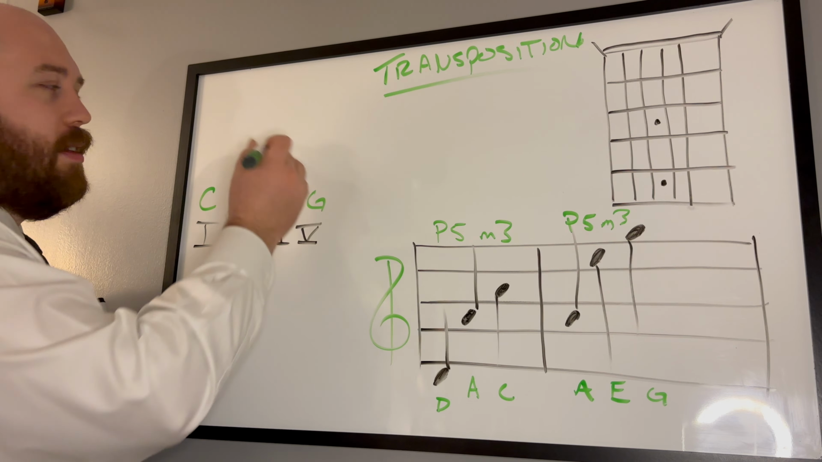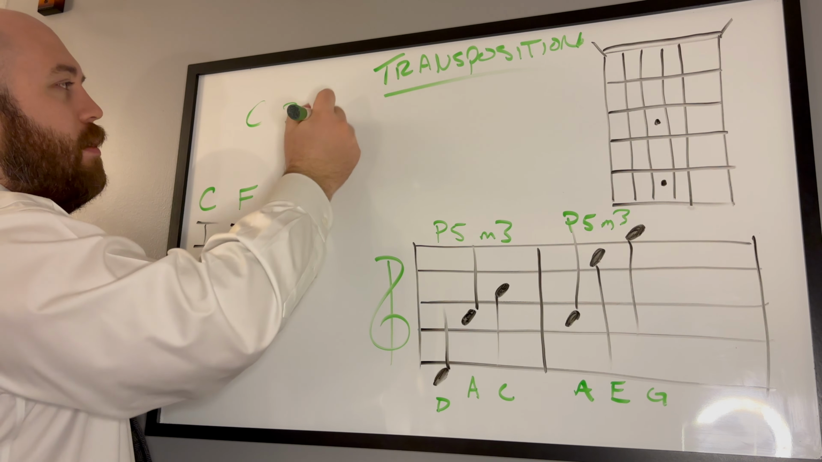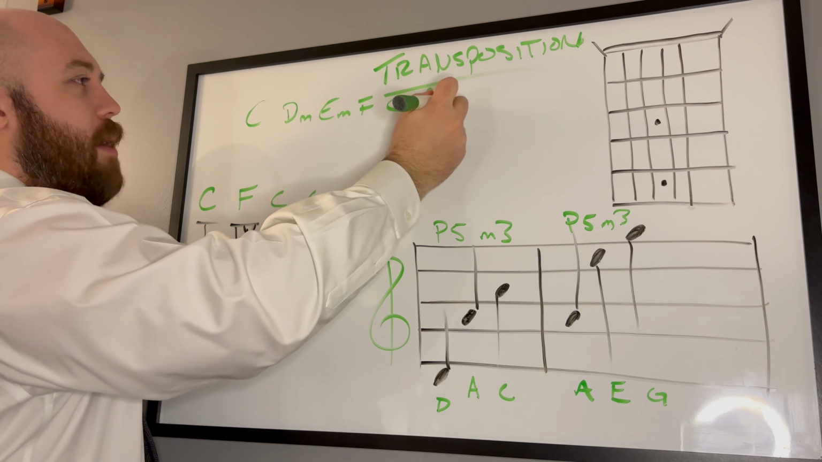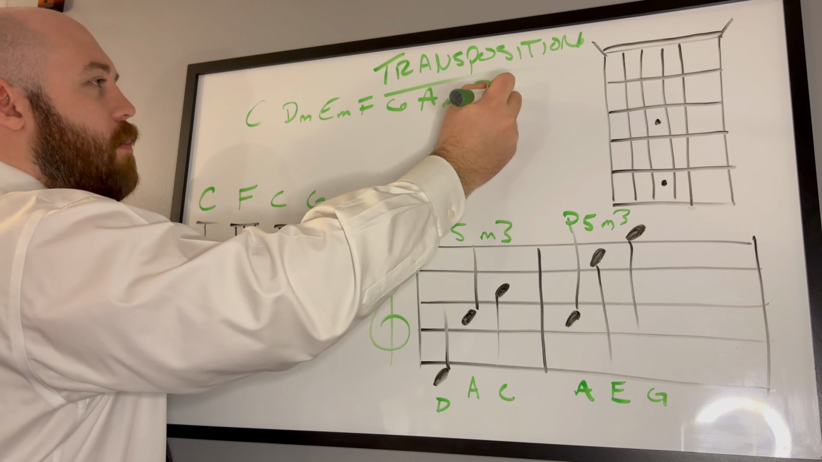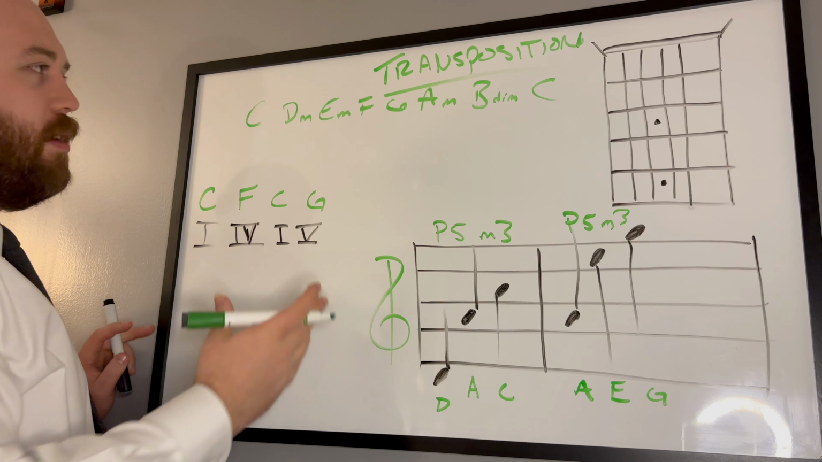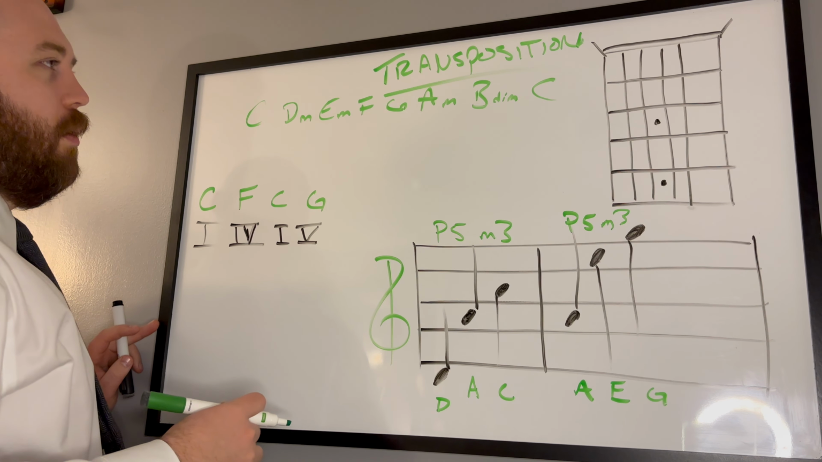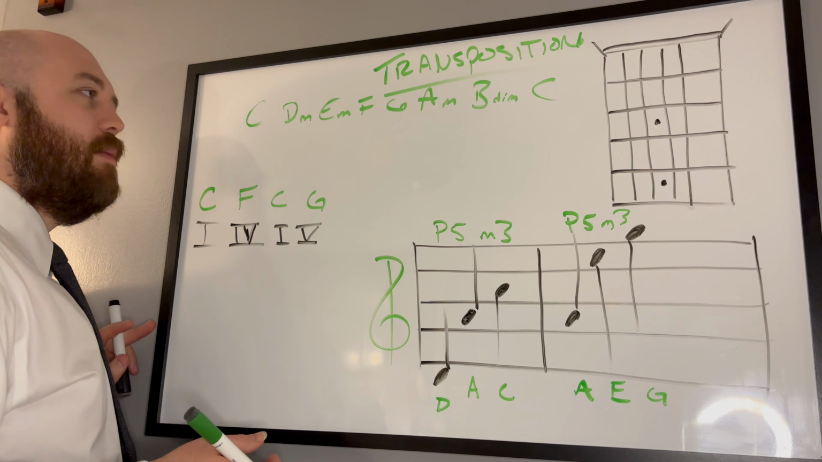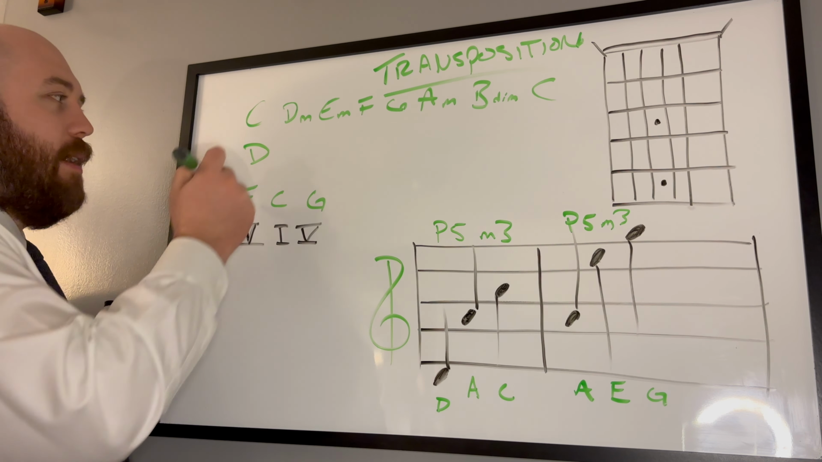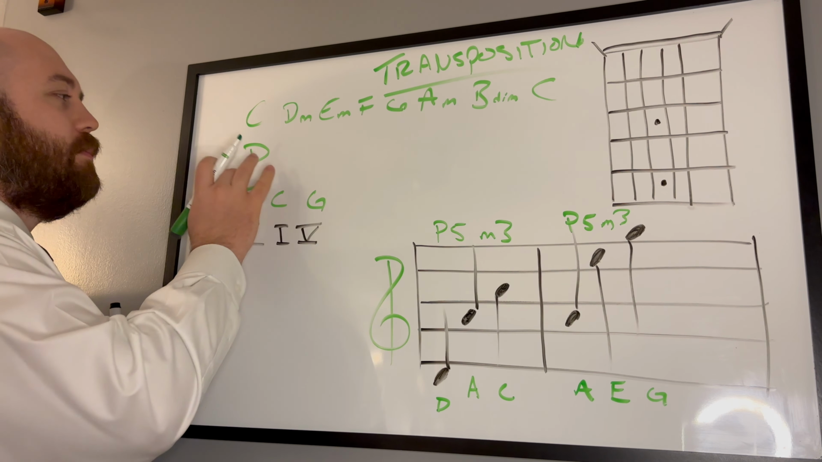Here's the key of C. C, D minor, E minor, F, G, A minor, B, but diminished here. Not that we'd ever need to really use it in a song like Amazing Grace. So, that's the key of C major. We want to bump it to D major, right? A whole step away. So what's the key of D look like?